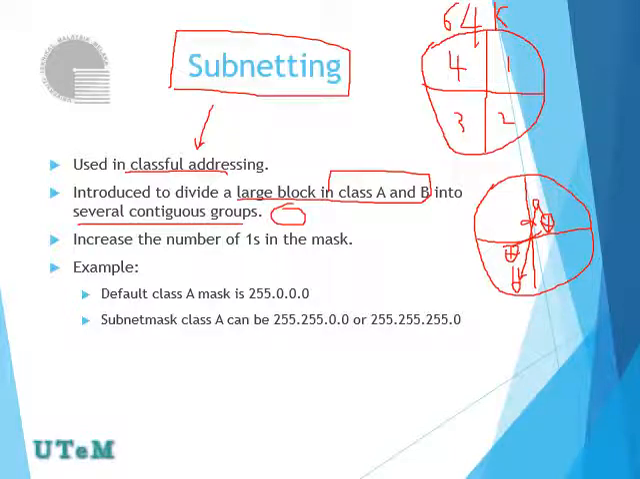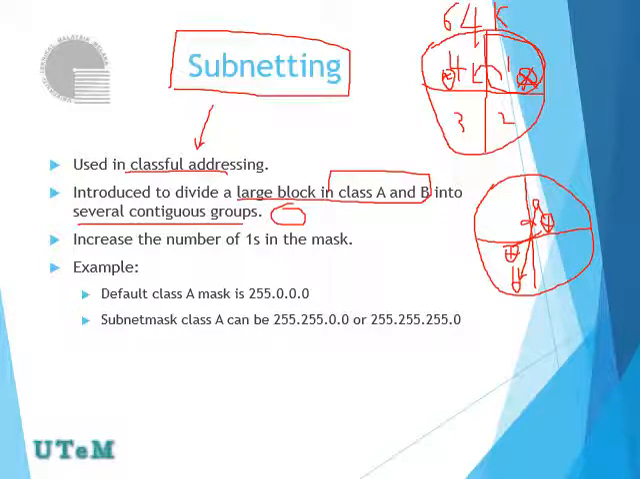What is the implication after subnetting? First, you can have a smaller size of network. The second thing is you need to communicate through a router if you want to communicate across different networks. But if you want to communicate within your subnetwork, you don't need the router.